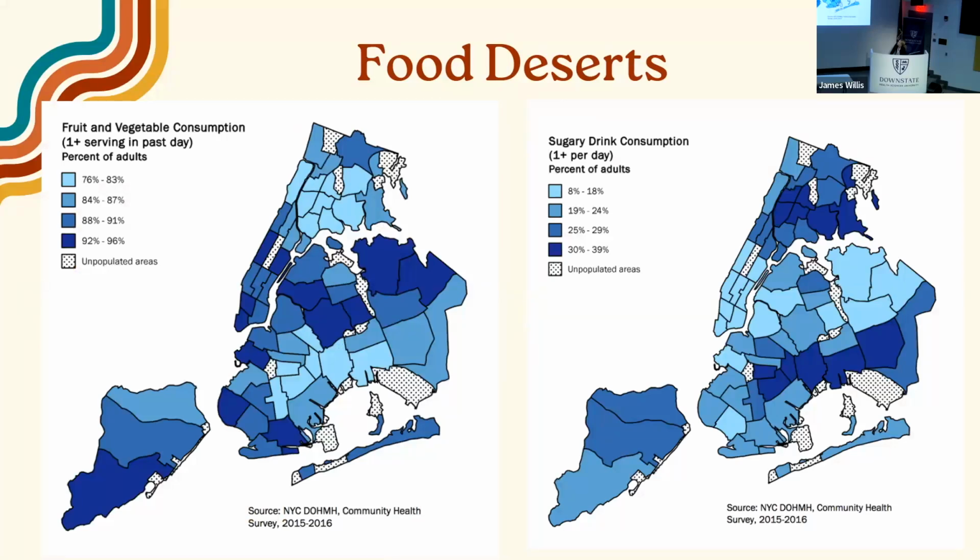Looking at some data from New York now. On the left, we have the percent of adults consuming fruit and vegetables, at least one serving in the past day. And we see that our redlined areas, in our own community at our hospitals, are consuming less on average. And similarly, in the very same areas, this is looking at sugary drink consumption, the percentage of adults who have at least one per day. And we see higher levels in our redlined areas as well.